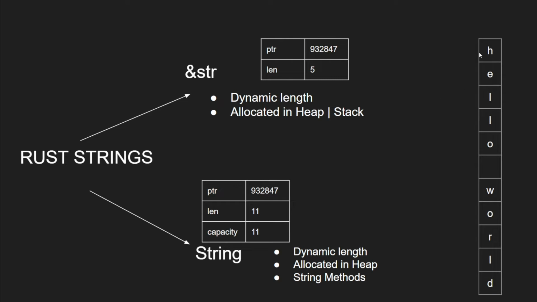So for example, we have these characters in the heap. This &str is pointing to this W and is of length 5, so it's 1, 2, 3, 4, 5, so it's world. And the String has a length of 11, so it covers all the fields in memory.